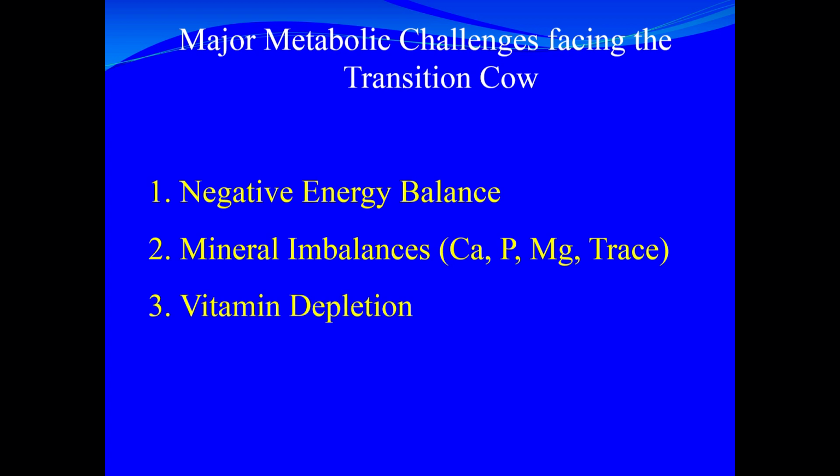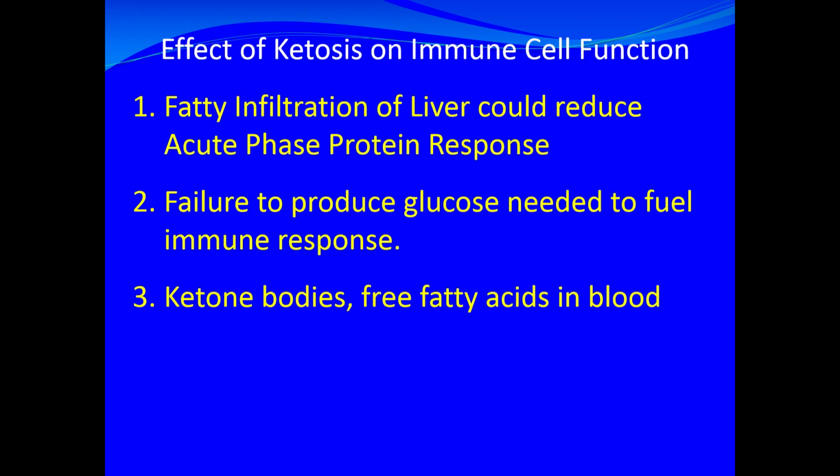We'll move back into the effects of energy and think about the effects ketosis can have on immune cell function. We've got fatty infiltration of the liver going on, so that's going to affect acute phase protein production. We've got failure to produce glucose by that liver, which means you're removing one of the big fuels that immune system cells like to use. And there's some effects of ketone bodies themselves, the BHBA. Certainly the NEFA, high NEFA levels will directly affect immune cell function.